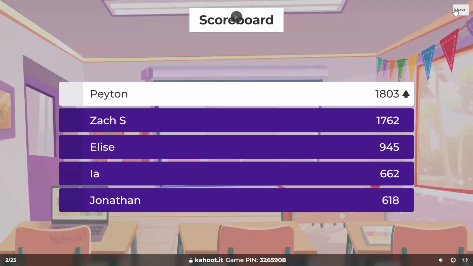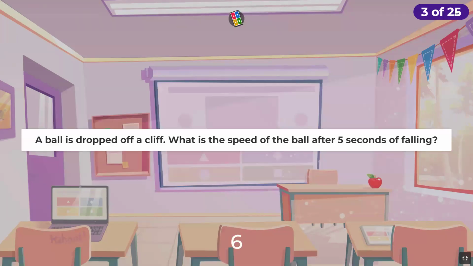All right. How are we doing on points here? Got Jonathan, La, Elise, Zach, Peyton. A ball dropped off a cliff. What is the speed of the ball 5 seconds into falling?